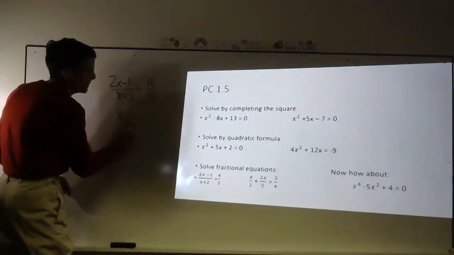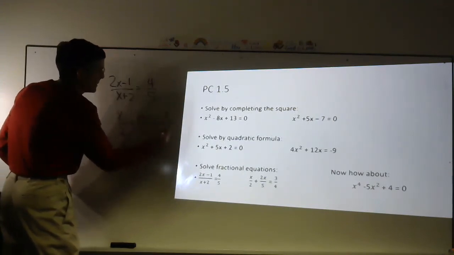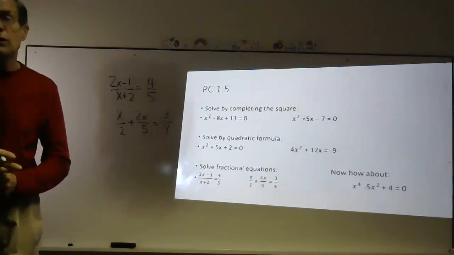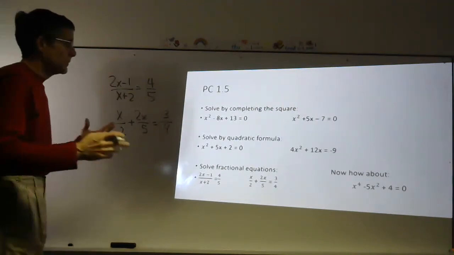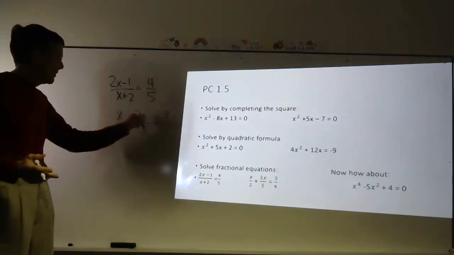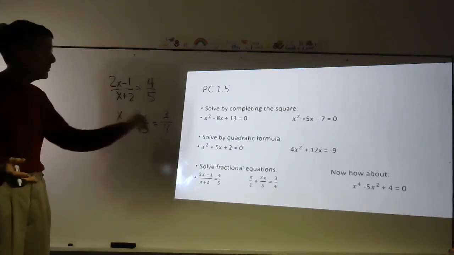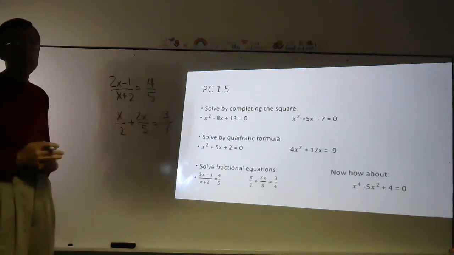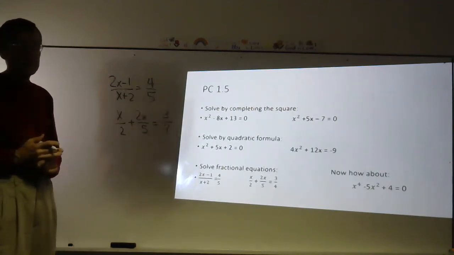X over 2 plus 2x over 5 equals 3 over 4. You cannot cross multiply here. You don't have a fraction equal to a fraction. So there's a couple different things you could do. You could simply do this side, get a common denominator, and get a fraction. And then you could cross multiply. There's nothing wrong with that. Okay? I more or less like to get rid of the fractions immediately, right away.